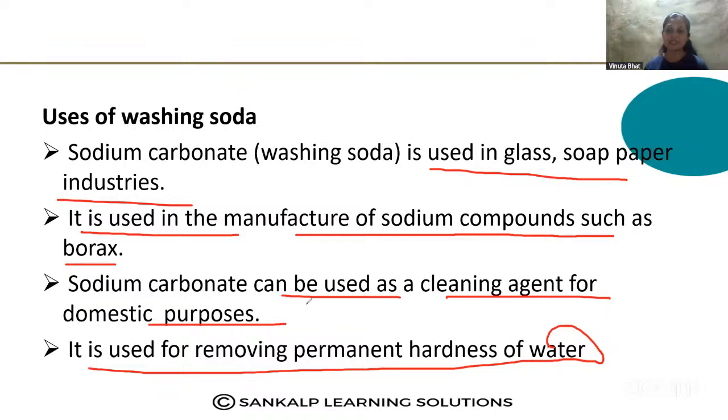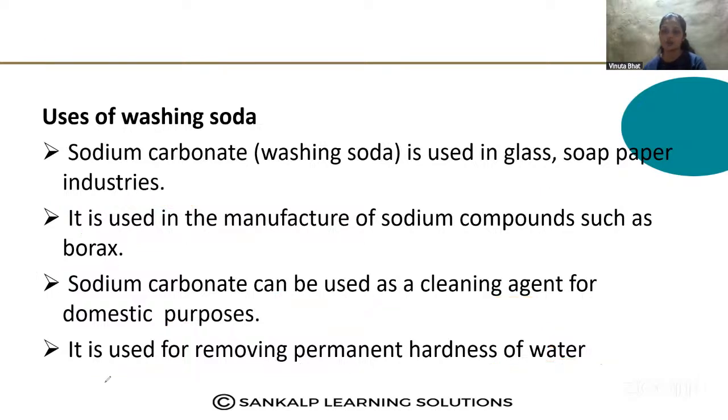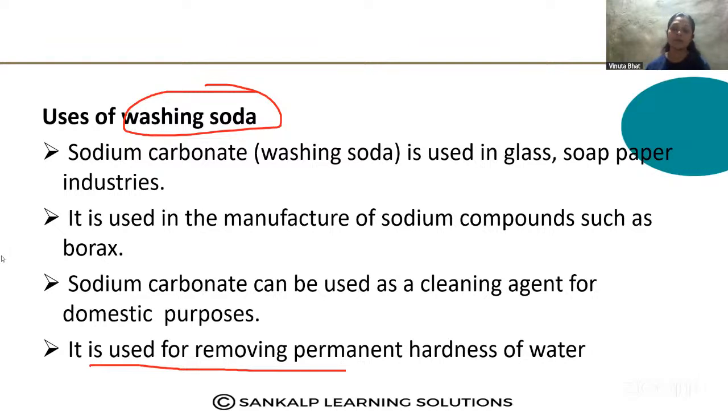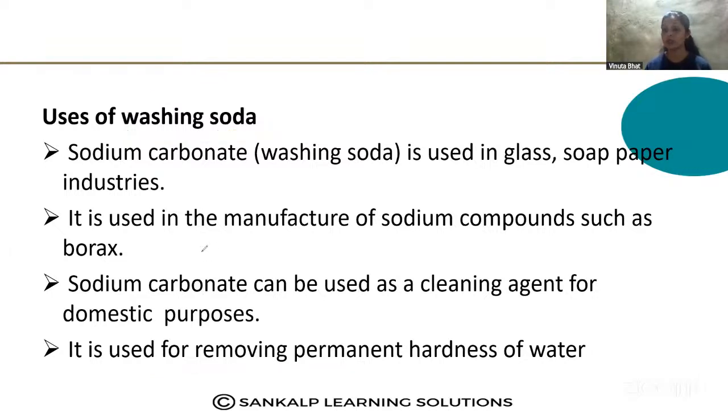Removing germs is done by bleaching powder, and permanent hardness, that is hard water, commonly is hard water which contains calcium and magnesium ions excessively. That is called hard water, which is not suitable for use. So this permanent hardness of the water is removed by the washing soda. These are the uses of washing soda. Very, very important, I repeat once again, important for your exam.